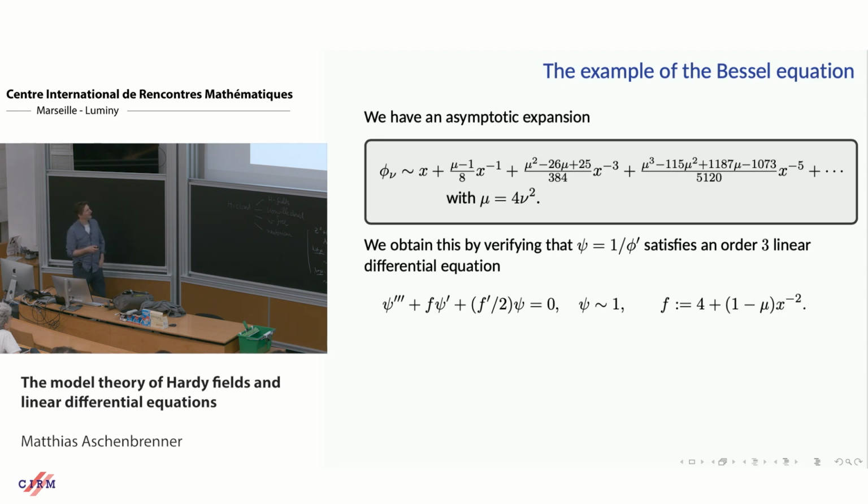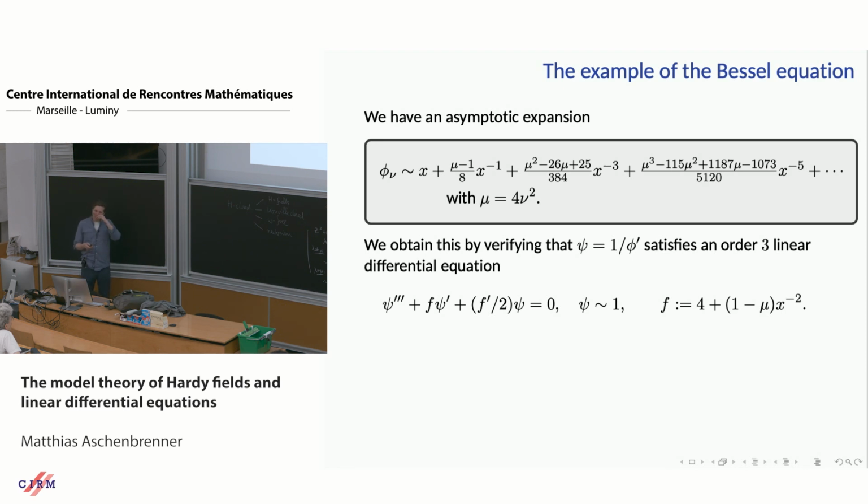Okay. So this f here is this term that's cooked up. The mu here is 4 times nu squared, where nu was the parameter. And this psi here, because phi was, remember, asymptotic to x, so phi prime is asymptotic to 1, so the psi here is asymptotic to 1. Okay, so now you have this very explicit, very simple linear differential equation.